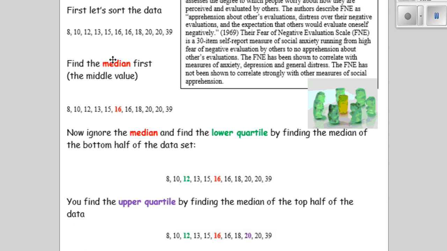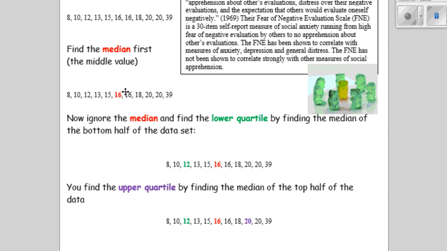Find the median first, the middle value. Can I understand what I've written? 16. 16, yay! There it is. So when it's in order, that's nice and easy. And it's only 11 numbers, so we can just work out the middle one.